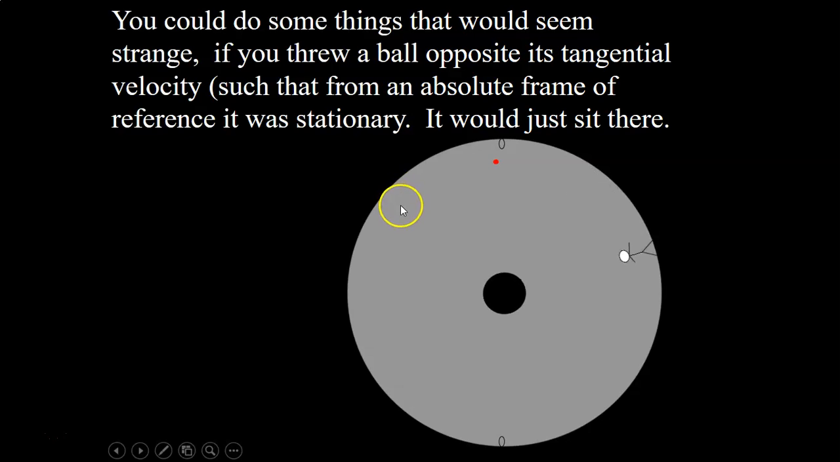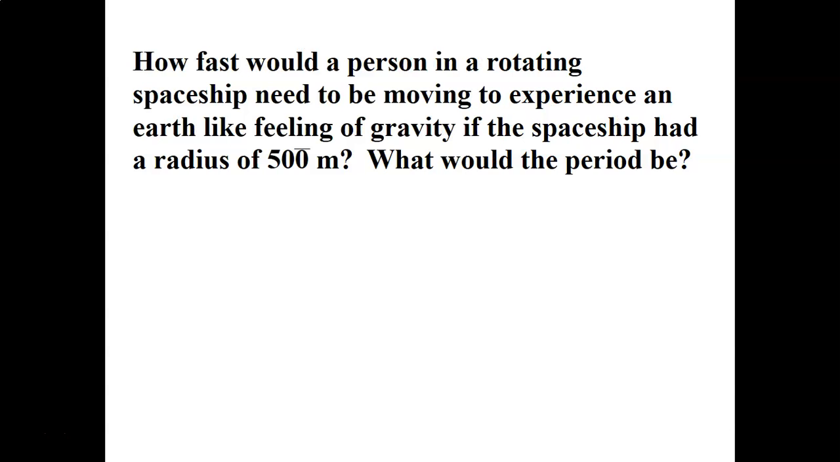If you were spinning around on the spaceship and you threw a baseball exactly opposite the way that you were moving at the exact same speed, you could throw a ball and it would just sit there. It would be stationary from an absolute frame of reference. But from your perspective, it would come back and hit you in the back of the head, or would it hit the back of the head or the front of the head? I guess it depends on which way you were facing. So there'd be some interesting things.